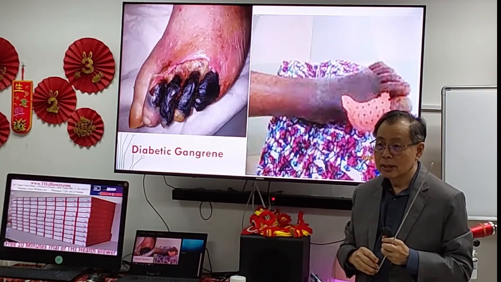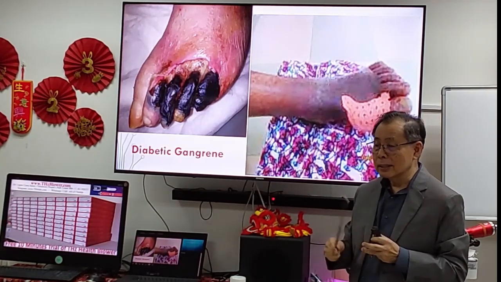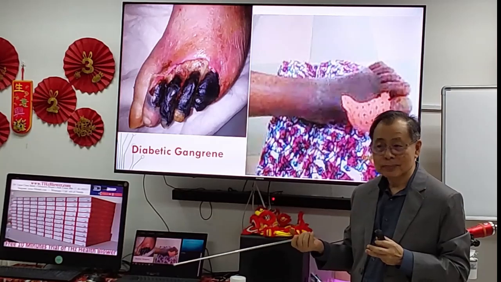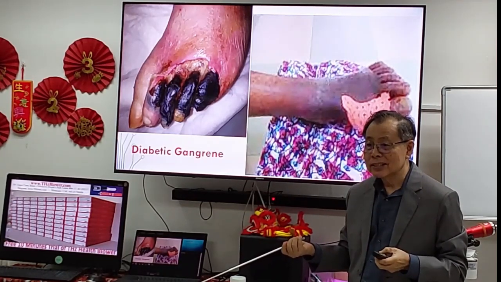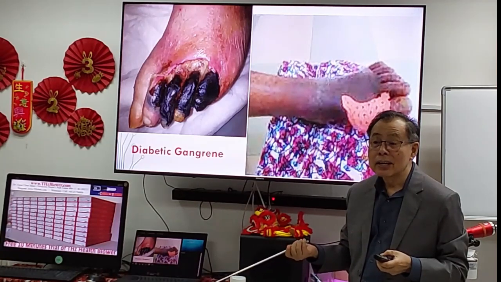Yeah, it's not like this. Always in the feet. It can be due to other causes then? May not be diabetic. Oh, okay. It can be due to injury, for instance. Injury? Yes. Two legs have this condition.